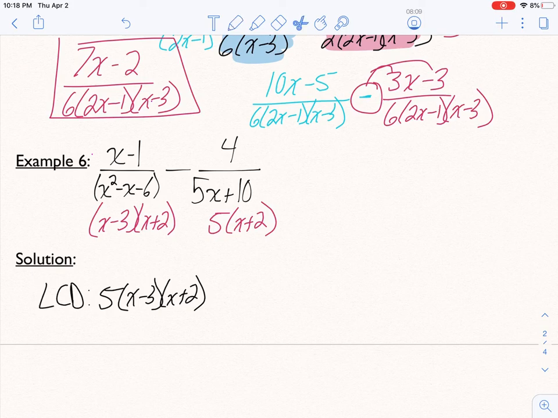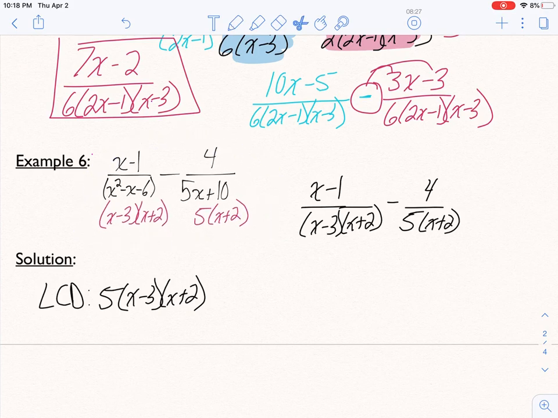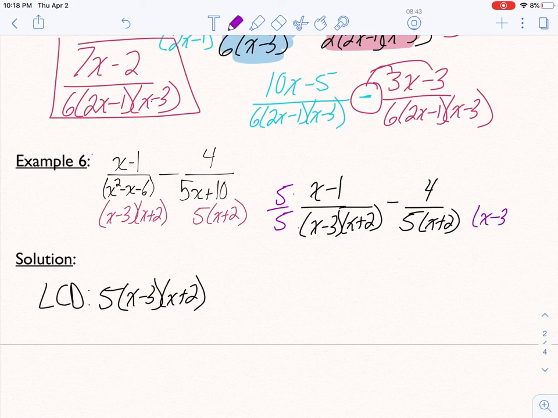So when I look at these, alright, so in my left denominator, what am I missing? Well, I'm missing a 5, and that's it. So I multiply top and bottom by 5. In my right denominator, all I'm missing is an x minus 3. So I multiply top and bottom by x minus 3.